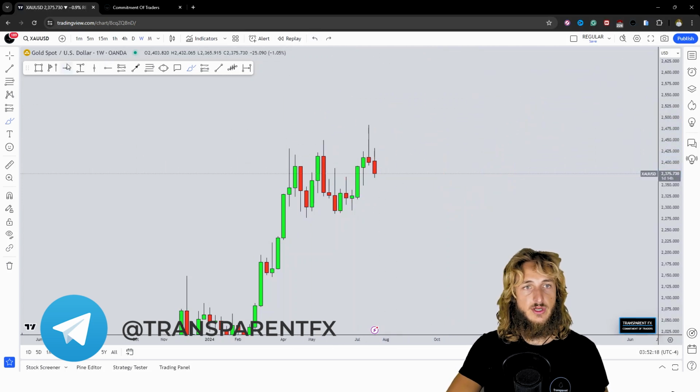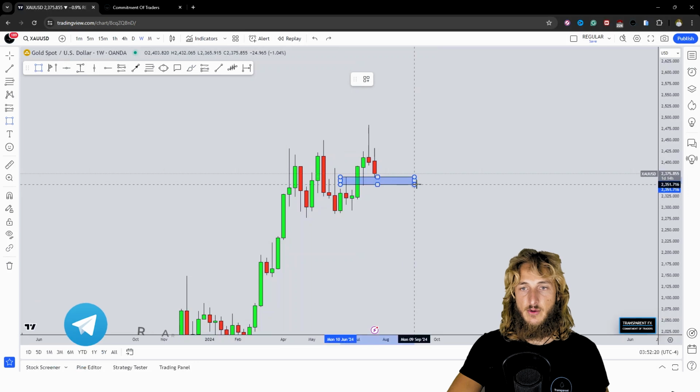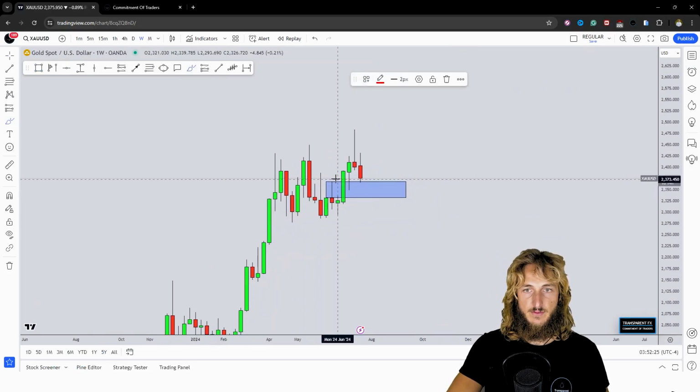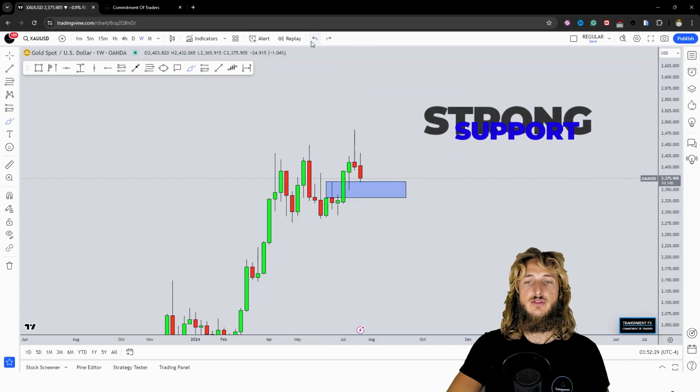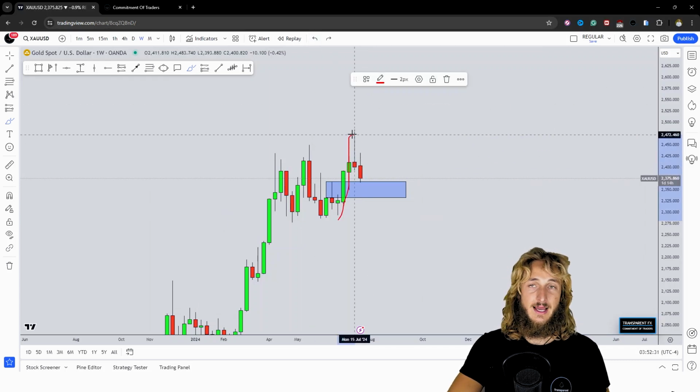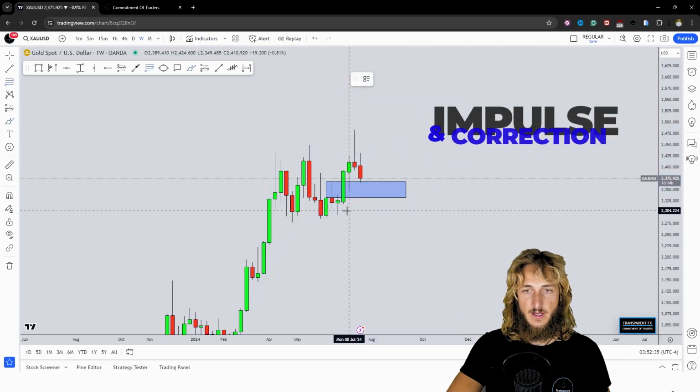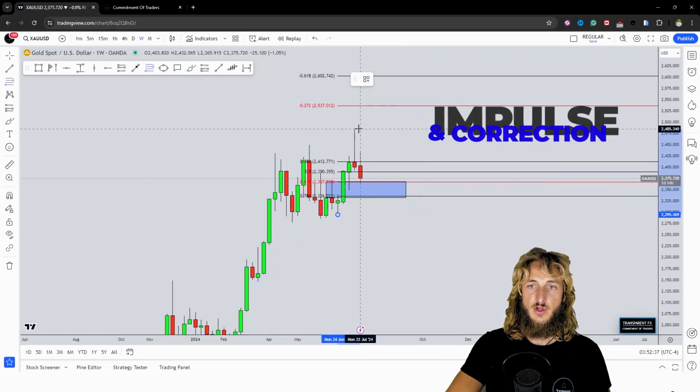And what we can notice here is that the market has just now completed the W formation by testing this previous weekly resistance, which is now turned support here. We can also notice that from a pattern standpoint, again, we have an impulse and correction. So again, we can measure this correction by taking our Fibonacci from the low to the high.